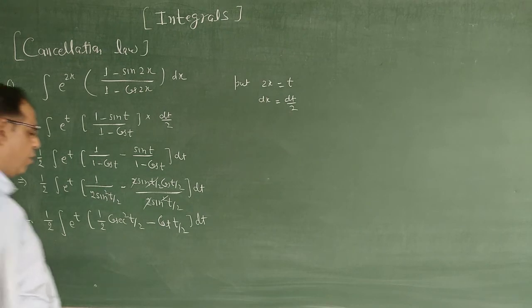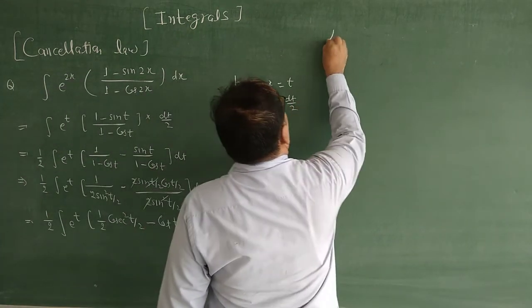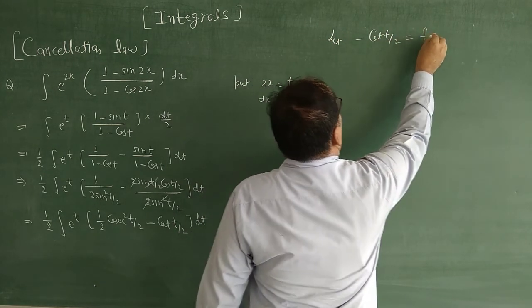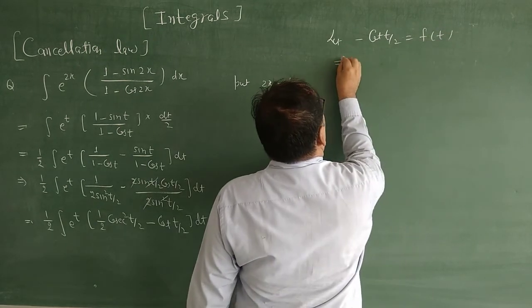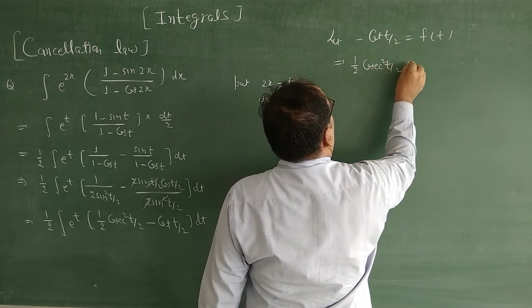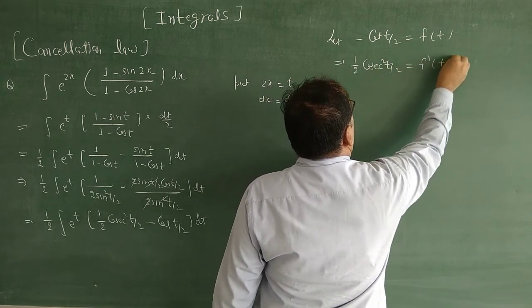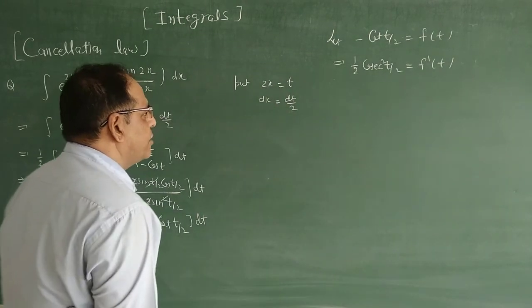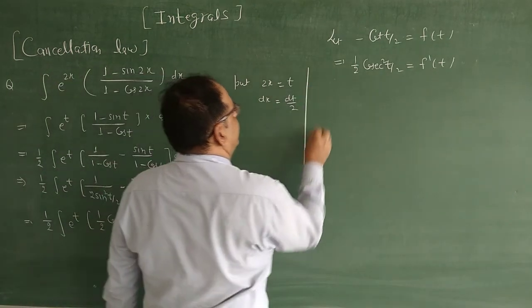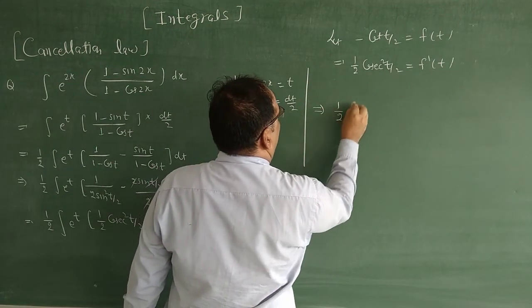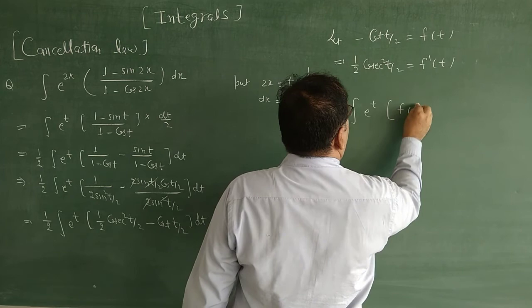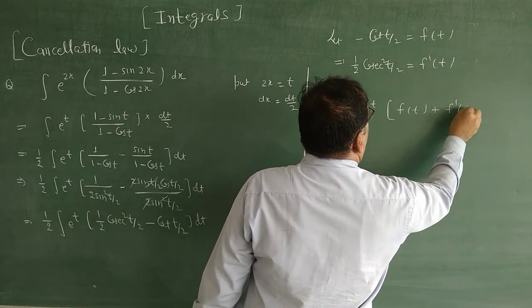Now let minus cot t by 2 be f(t), so the differential becomes 1 upon 2 cosec square t by 2, equal to f dash t. If f(t) equals minus cot t by 2, then f dash t becomes 1 upon 2 cosec square t by 2. So now the integral becomes 1 upon 2 e to the power t inside the bracket f(t) plus f dash t, dt.